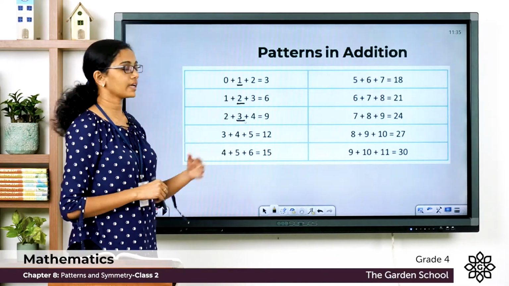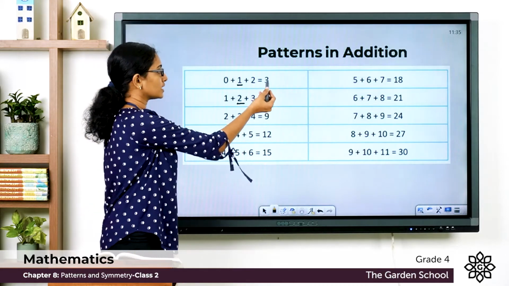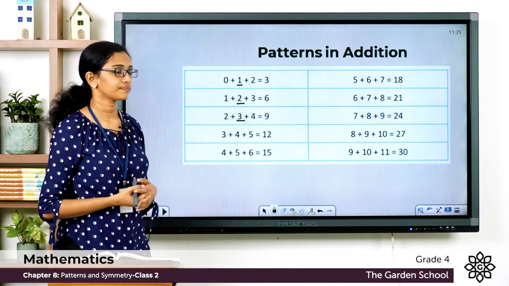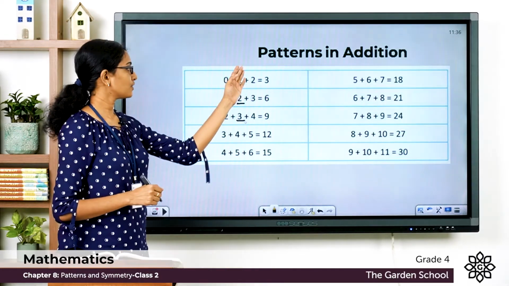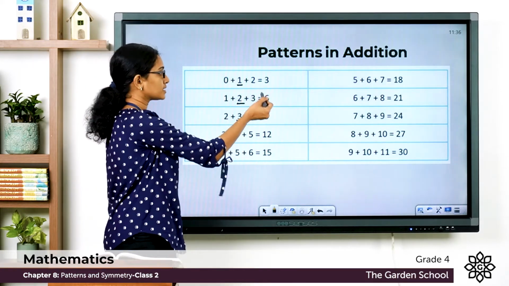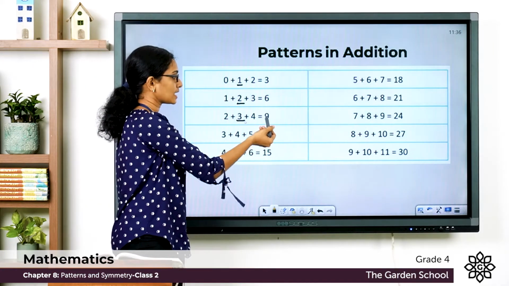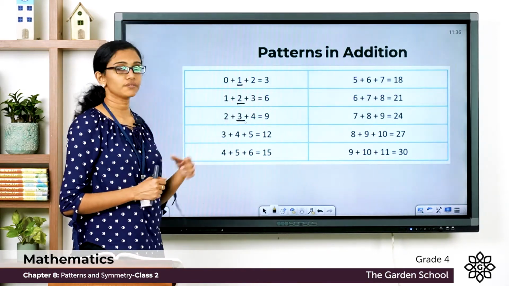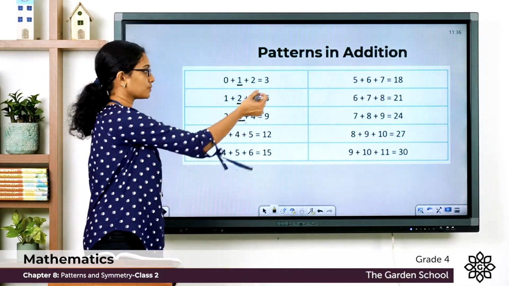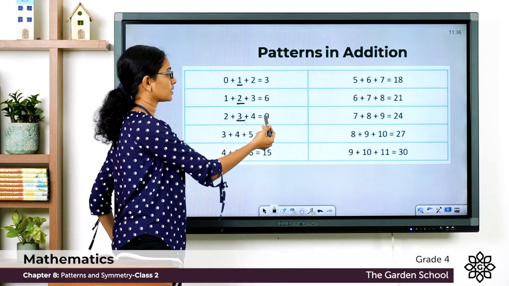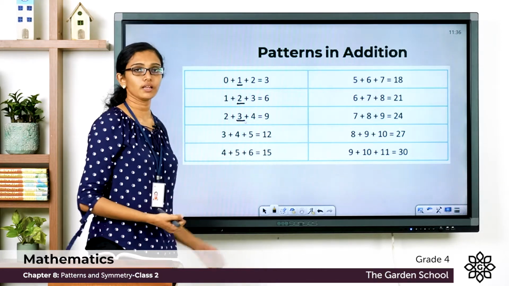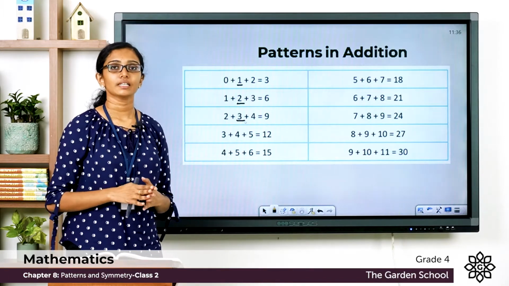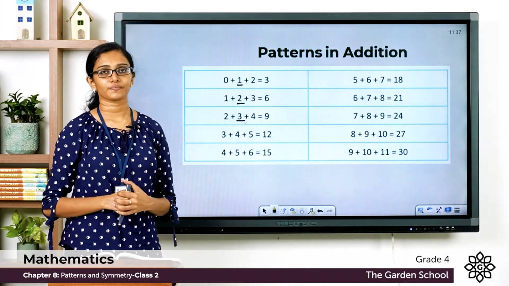And what about the sum in each case? Look at the sums: 3, 6, 9, 12, 15, 18, 21, etc. Now, the sum differs by 3 in each case. 3 plus 3 equals 6, 6 plus 3 equals 9, 9 plus 3 is equal to 12, and it goes on like that. So there we have a pattern that follows the multiplication table of 3, right?